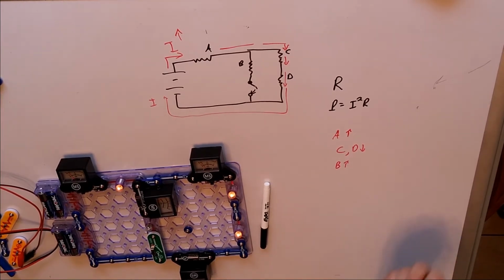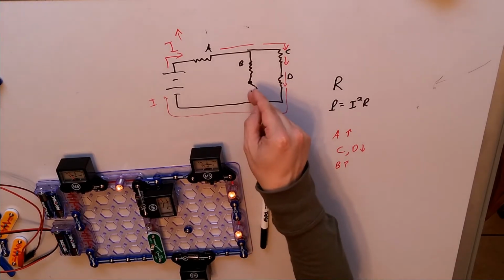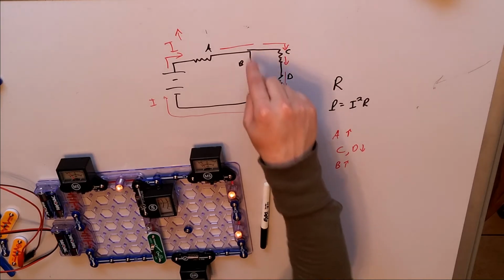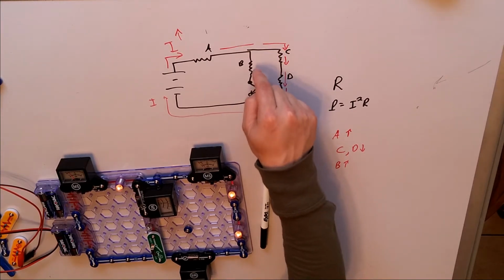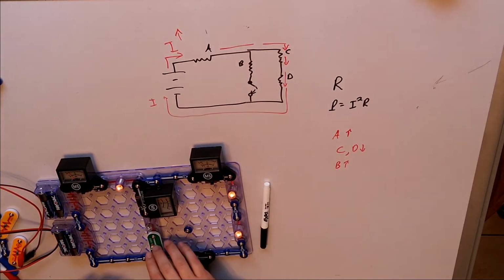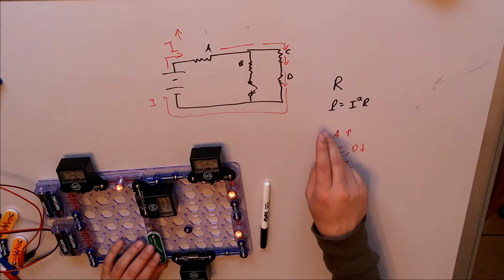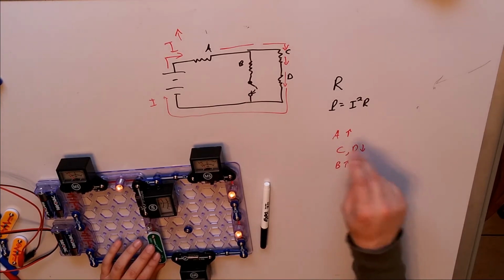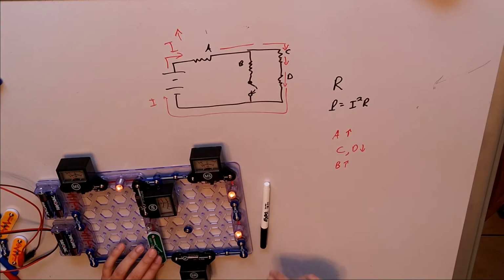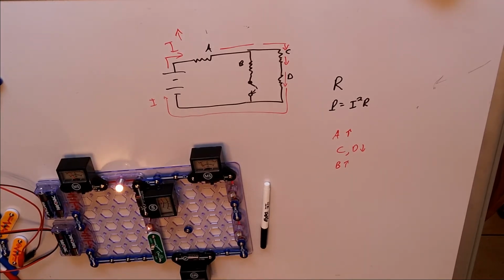I say obviously because it's off right now, and I'm actually going to get some power out to it by closing this loop and letting this line start moving, getting energy over to the resistor. So here we go. We expect that A is going to get brighter, C and D are going to get dimmer, and B is going to get brighter. And lo and behold, that's what we get.